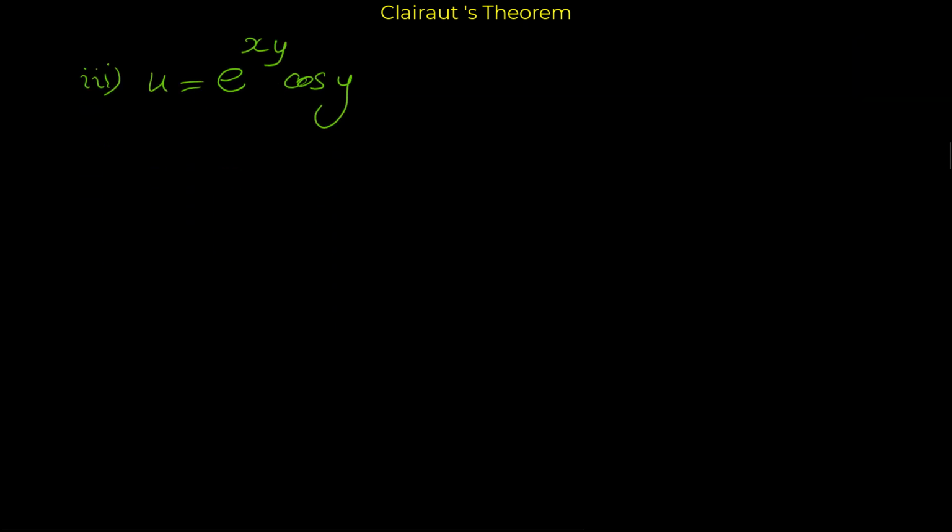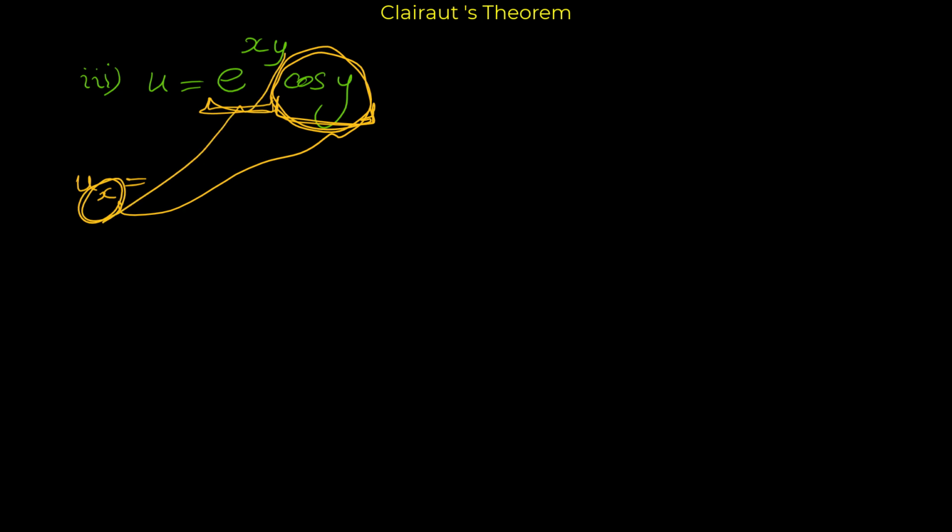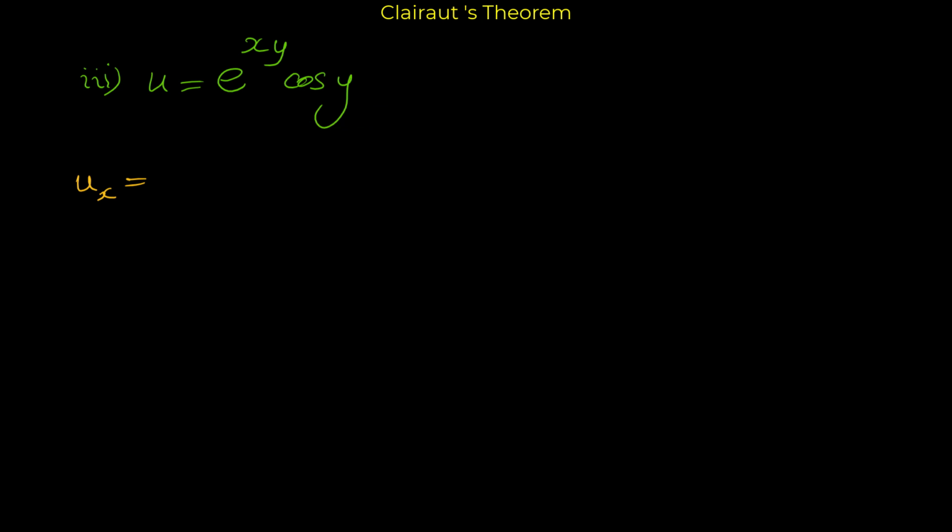Now look at this example. u is given as e to the xy times cosine y, and we want to verify the conclusion of Clairaut's theorem for this function. First, we start with ux. For finding the derivative of this function with respect to x, we have a multiplication between e to the xy and cosine y. But attention, cosine y is a constant for us because our focus is on x. So only e to the xy is the part we have to take the derivative of with respect to x.